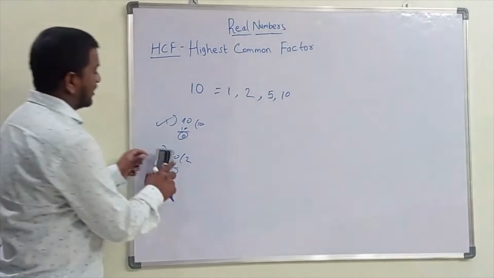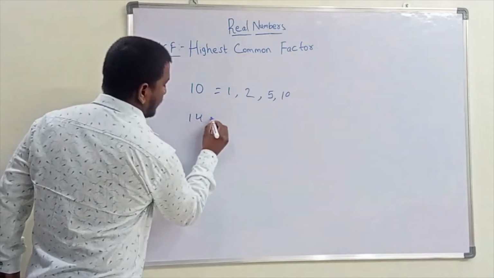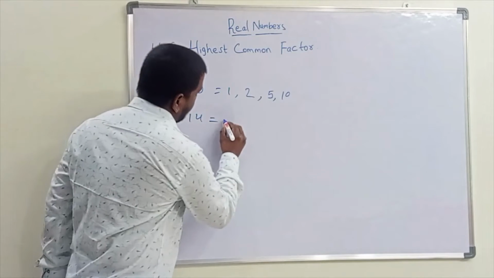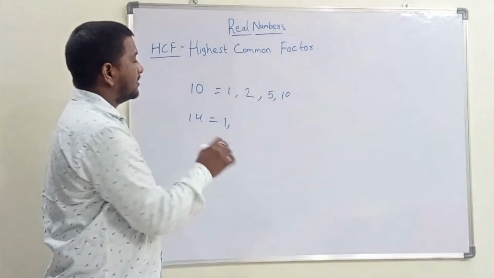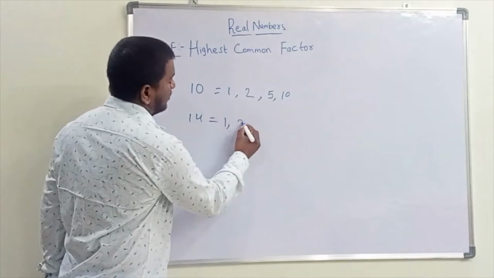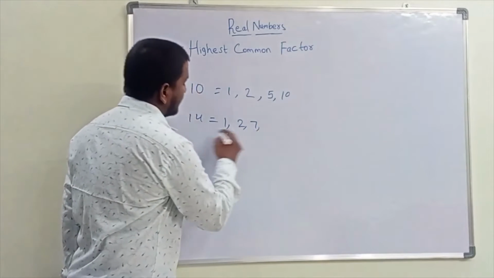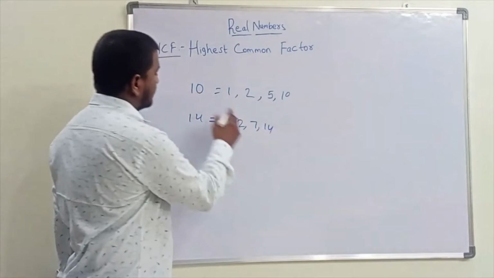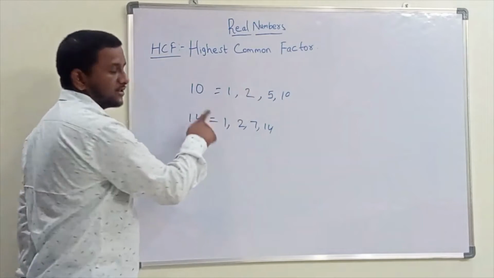Next, let's take another example. Let's say 14 is there. What are all the factors of 14? 1 is a factor of all numbers because it can divide any number and the remainder is 0. So 14, 2 7s are 14, so the next factor is 7. Next is 14. So these are all the factors of 14. Now this is the factors of individual numbers.